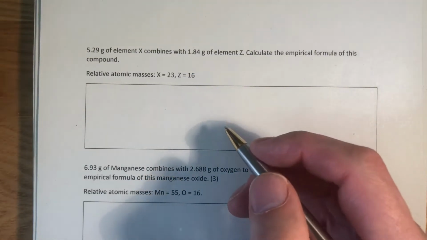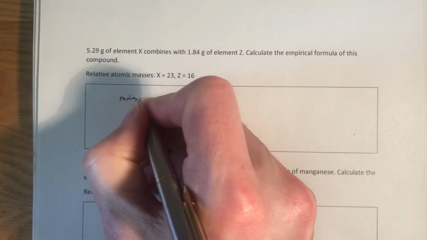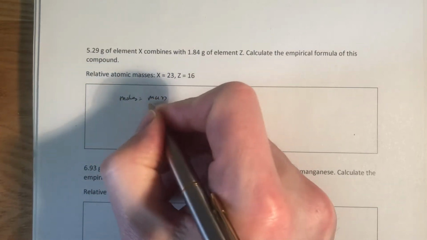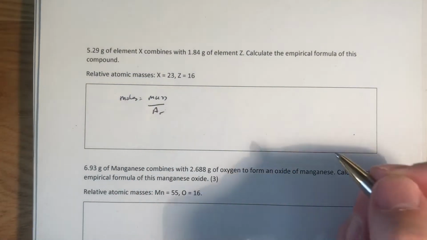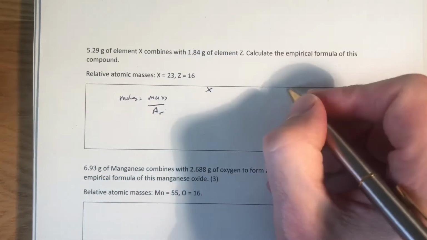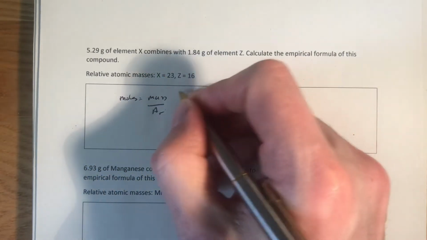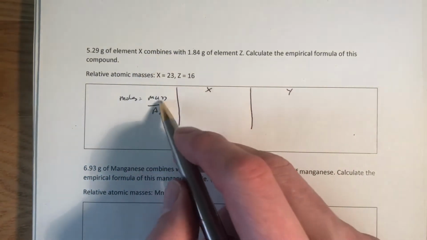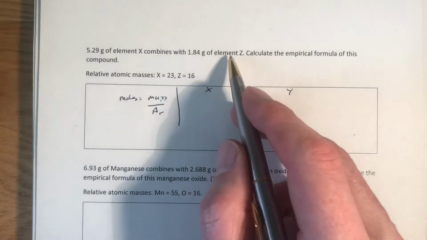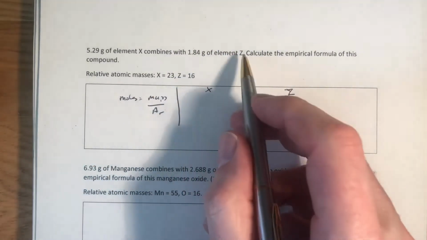And what we must know is this formula. Moles equals mass divided by atomic mass. I'm just going to use the symbol Ar for atomic mass. Okay, and we're going to write X here and we're going to write Z here, because we need to do that calculation for both X and Z. Moles equals mass over atomic mass for X, and moles equals mass over atomic mass for Z as well.